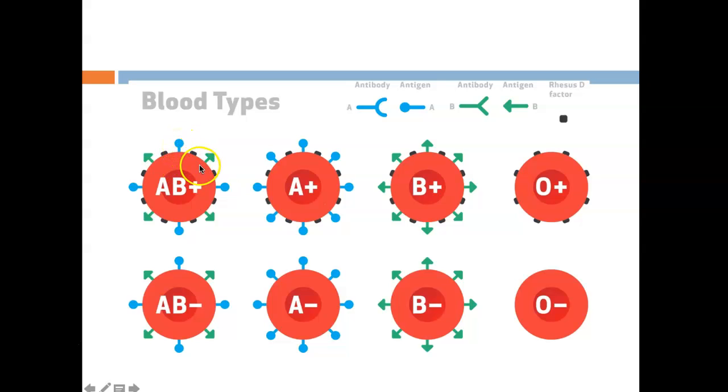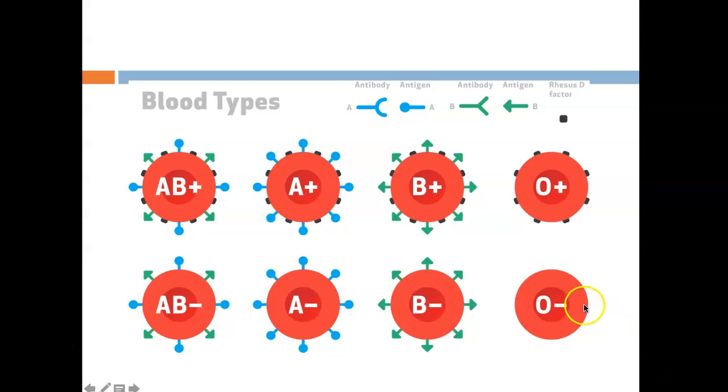If it gets B blood type, it's like, oh yeah, I recognize that. And if it gets anything that has Rh positive, it's going to recognize that. So let's look down over here. O negative is the exact opposite. It literally has nothing on the outside of the cell to give it an ID. So it's like a blank slate almost.